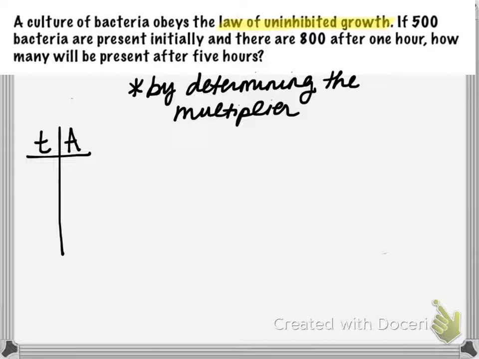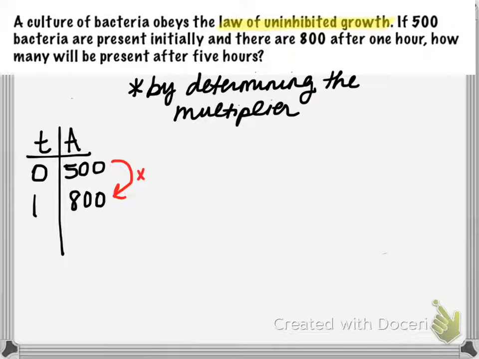Now there's a second way of tackling exponential growth functions, and that is by determining the multiplier. So again, I would organize the information from the problem in a table, knowing that at time 0 we had 500 bacteria, and 1 hour later we had 800. So exponential growth, as well as decay, is characterized by multiplication here as we go from one y value to the next. So we should be repeatedly multiplying by a constant value.